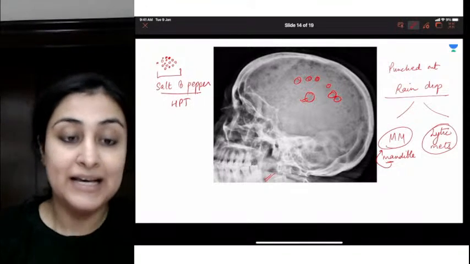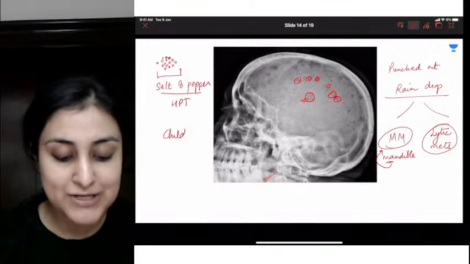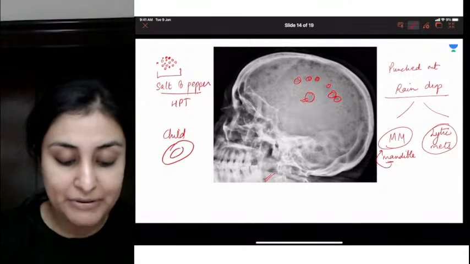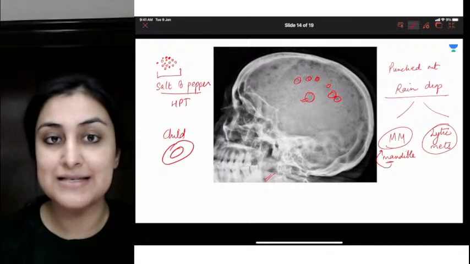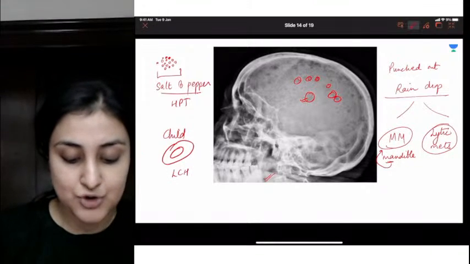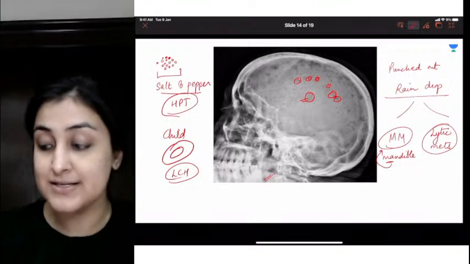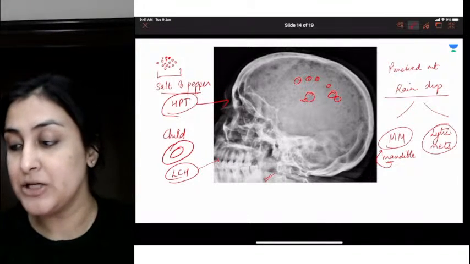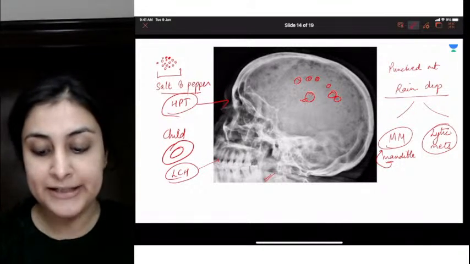On the other hand, if you see a child who has a large geographic lytic lesion with beveled margins, two margins I can see, that is LCH. So see the history, see the size of the lesions, and all of these three differential diagnoses you will be able to distinguish. Got it?